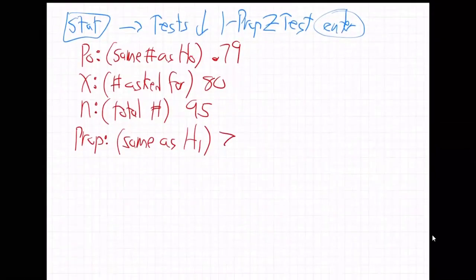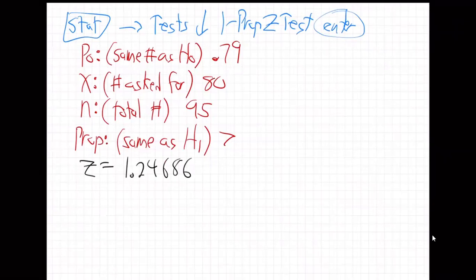And then hit the buttons on your calculator. I'll put that in myself. And I'm getting the following. I'm getting Z is 1.24686. P is 0.106223. So let me show you that on the calculator.